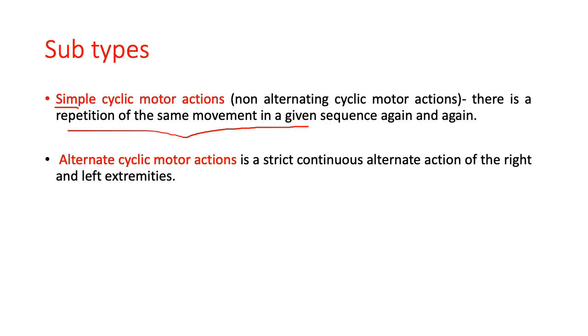When only one side of the body, one limb, one leg is involved, that means simple cyclic. On the other hand, alternate, in which both left and right limbs are utilized, like walking, running, you have to use both of them. So these are the subtypes of cyclic. The thing is the same, the only difference is that in the simple one you are using one side, either the left arm or left hand or left leg or left foot, while in the alternate one you are using both. So this is the key difference.